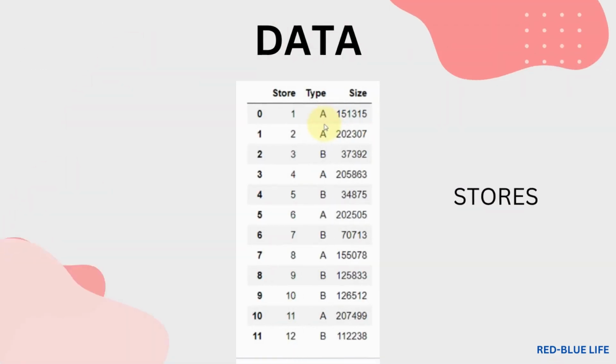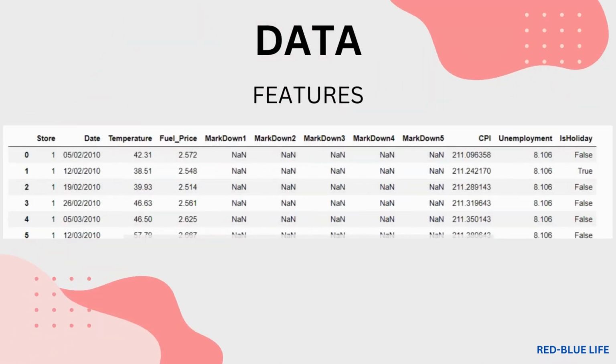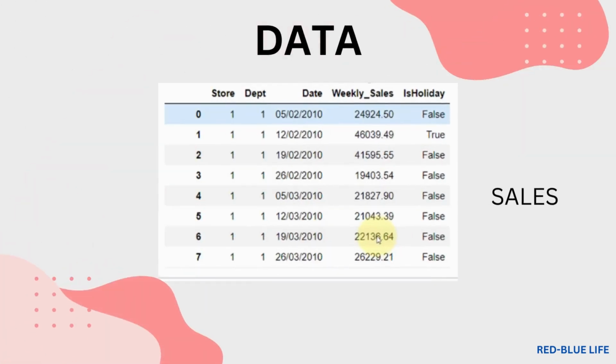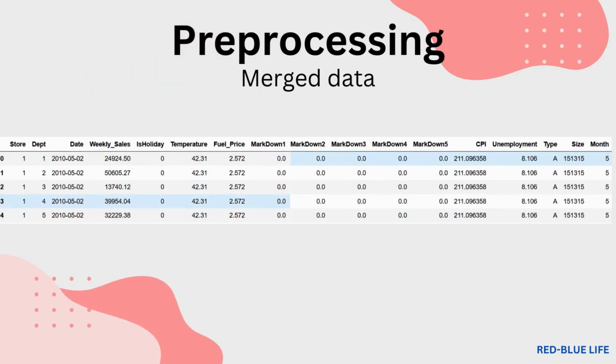Initially, we had 3 CSV files. One had information about the stores. The second was about features based on the stores on different dates. And the third was about sales. When we merged the dataset, it looked like this. Note that later we dropped the date column because we had the month column which was derived from it.